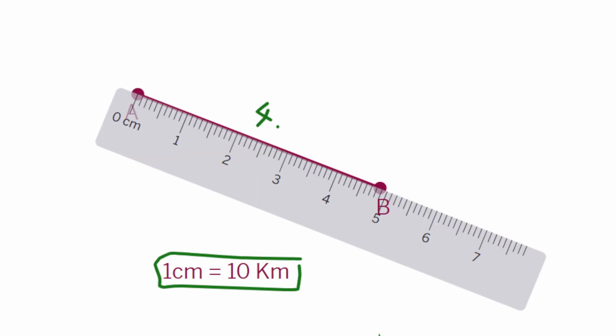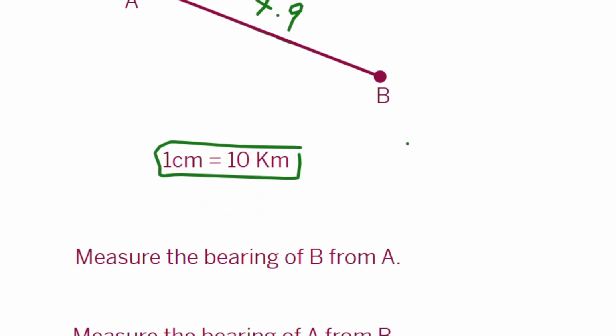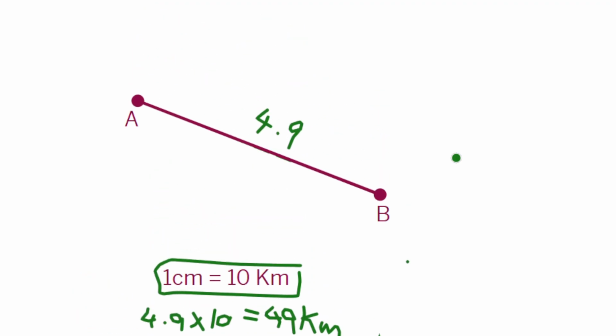That's good. So if it's 4.9 centimeters and 1 centimeter is 10 kilometers, so the distance, let me just move this away. So the distance is going to be 4.9 times 10, which is 49 kilometers. So the distance between these two cities is 49 kilometers. That's the first question they usually ask.